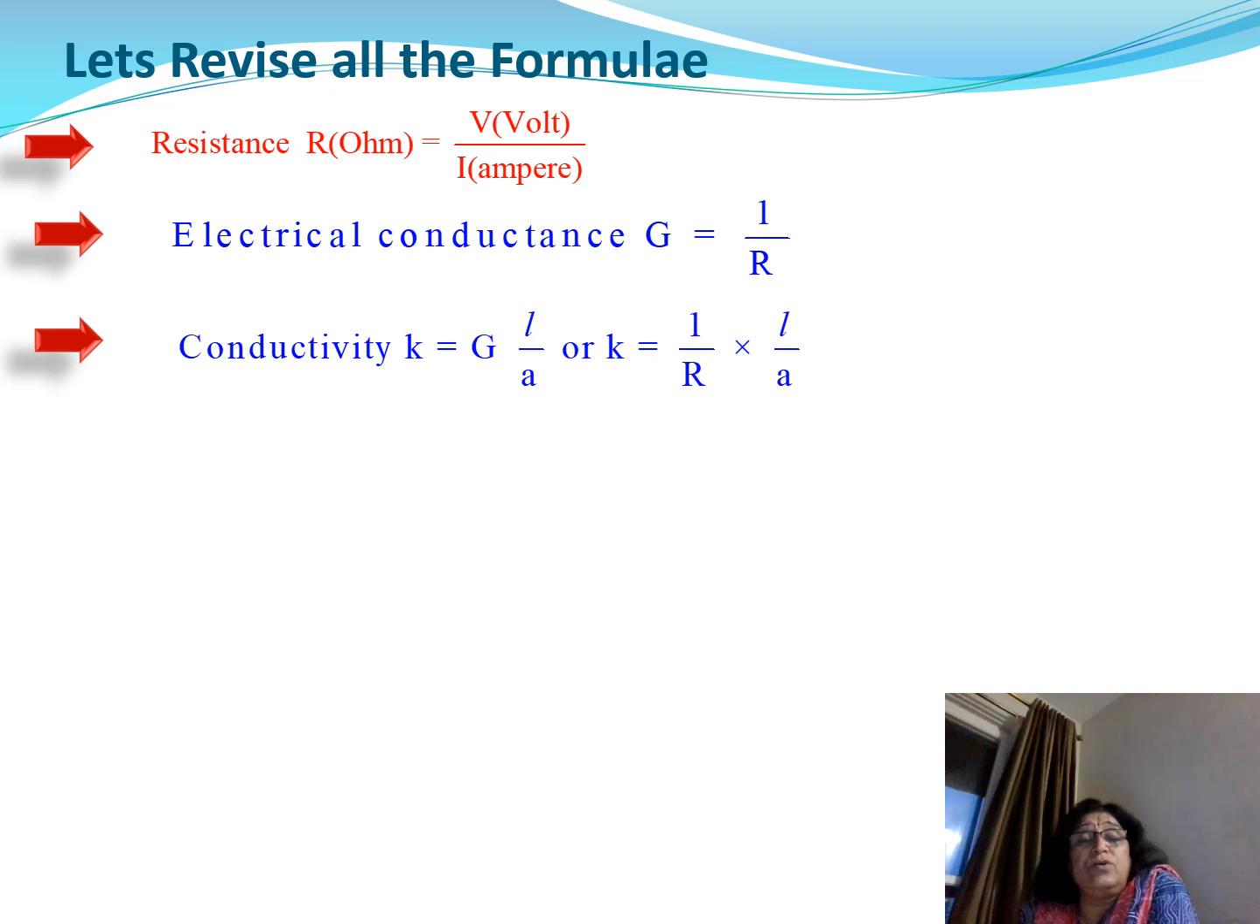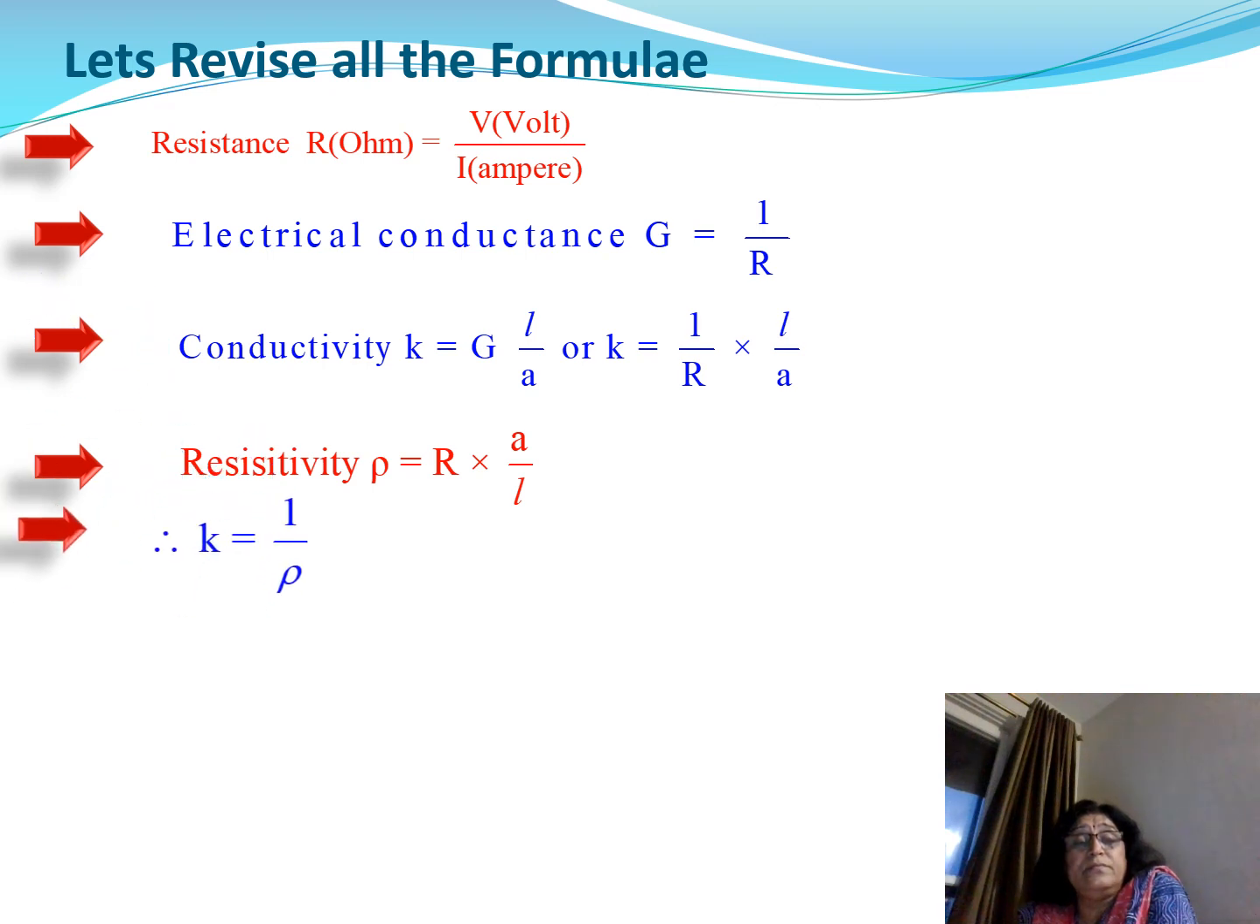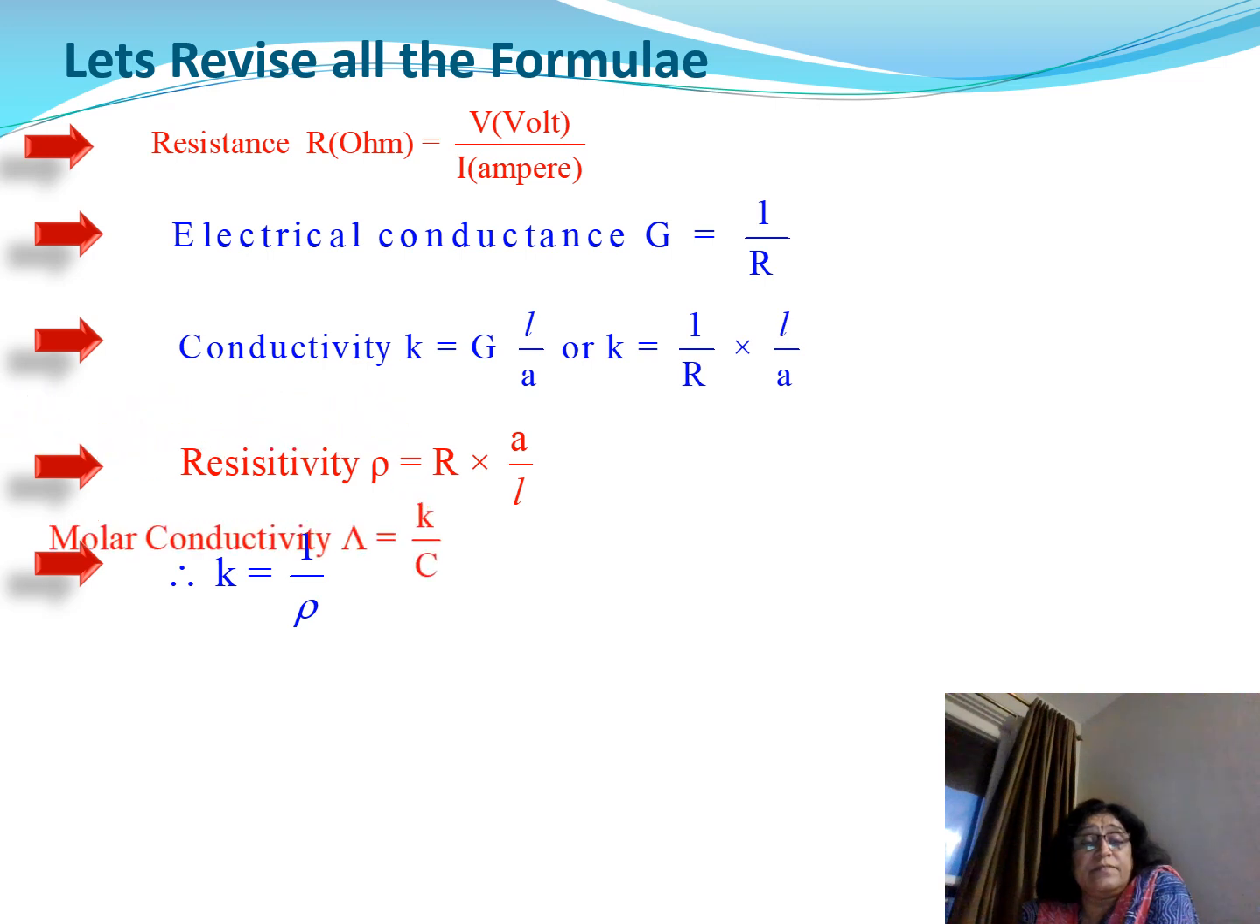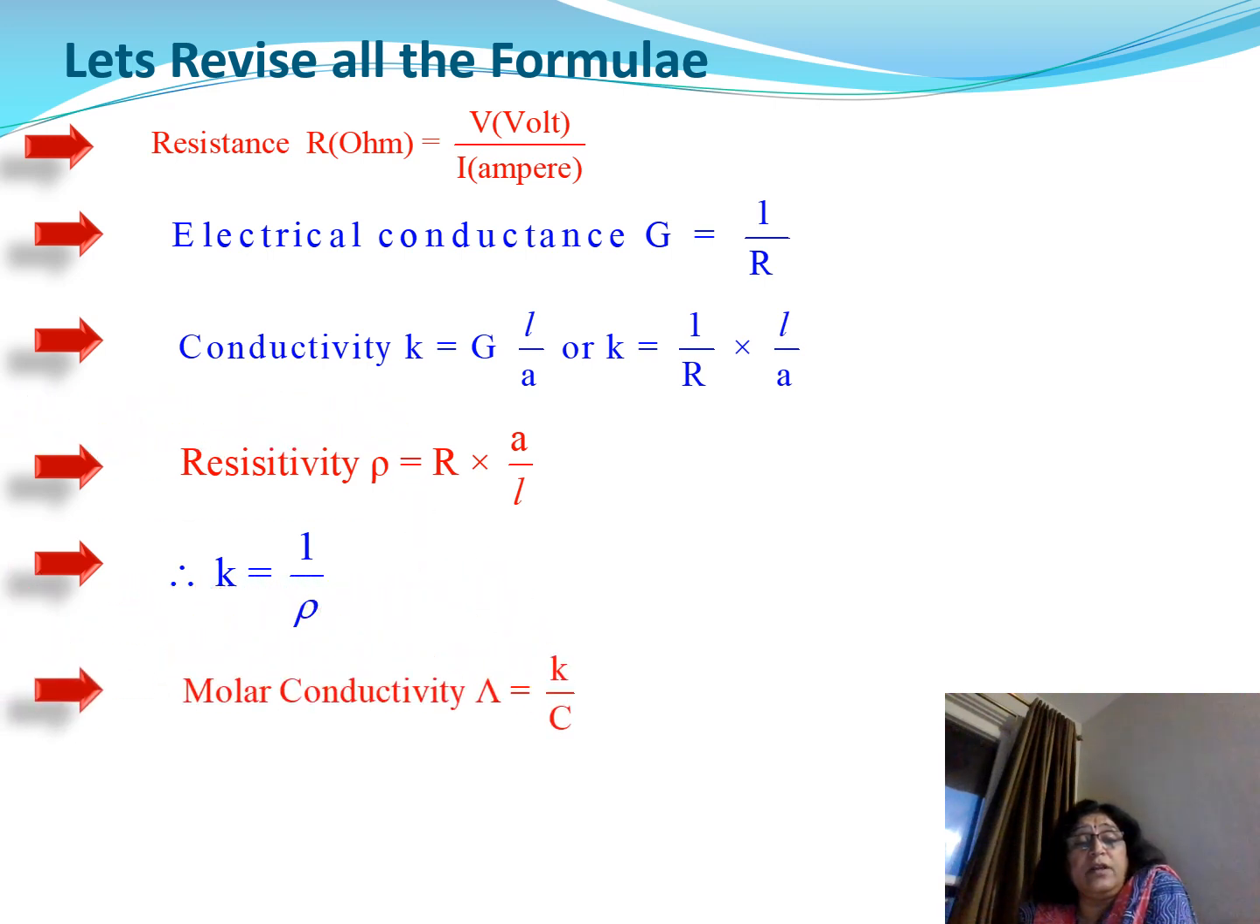Then conductivity is equal to what? G into L by A, or also we can write 1 upon R, L upon A. Then resistivity is what? R A upon L. So that means K is inversely proportional to resistivity. So conductivity is inverse of resistivity. Then molar conductivity, the formula is K upon C or K into 1000 upon C.